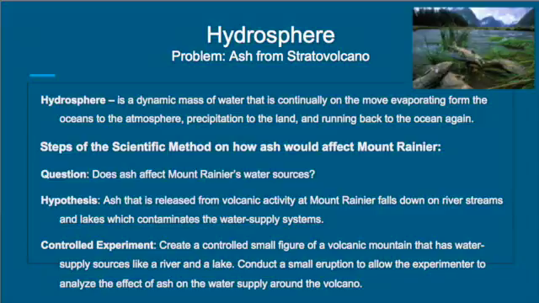The controlled experiment that I would conduct would be to create a controlled small figure of a volcanic mountain that has water supply sources like a river and a lake. Conduct a small eruption to allow the experimenter to analyze the effect of ash on the water supply around the volcano, which is Mount Rainier.